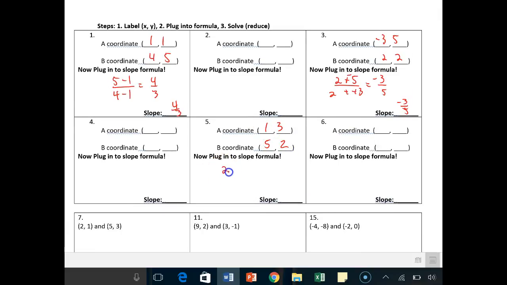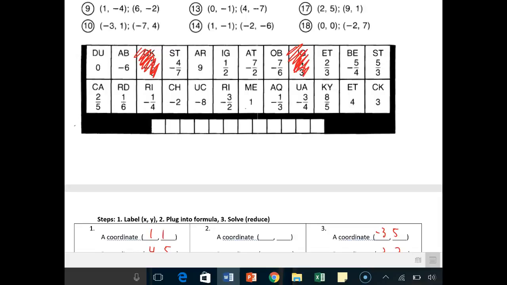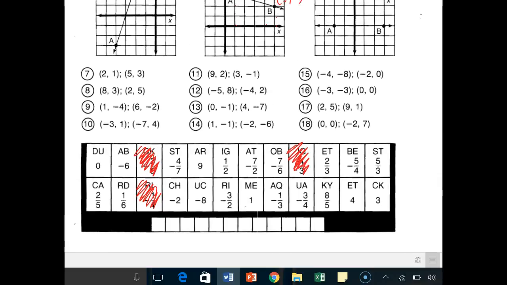All right, and then I'll just do 2 minus 3 over 5 minus 1, which gives me negative 1 over 4. And so I'm looking for negative 1 fourth on the front side. And it's RI, so I cross off RI. Okay, the other problems are actually very simple. You just need to make sure that you label stuff x1, y1, x2, y2, right? And in doing so, you're just going to be plugging these into the slope formula. So just make sure you are copying these points exactly correct. Double checking, flipping back and forth, and finding slope.